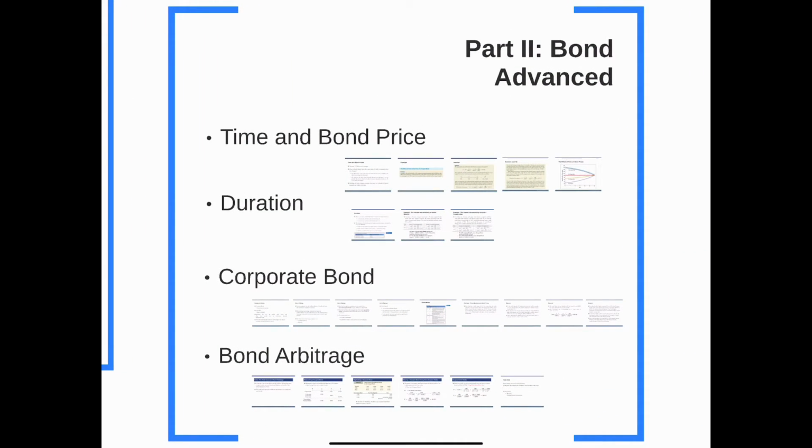We are now going to be examining some advanced topics in bonds. So we're going to talk about time and bond price. We will just briefly cover a concept called duration that will be further investigated in your second year unit, but we're not going to talk about duration or convexity in detail in this unit. And then we talk about corporate bonds, credit ratings, and then lastly we talk about bond arbitrage.